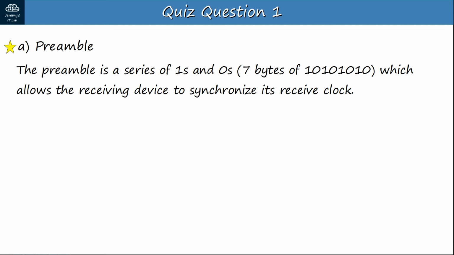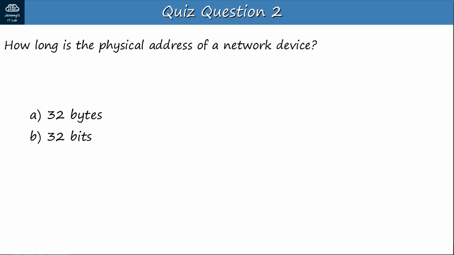How long is the physical address of a network device? A, 32 bytes. B, 32 bits. C, 48 bytes. Or D, 48 bits. Pause the video to think about your answer. The answer is D, 48 bits.